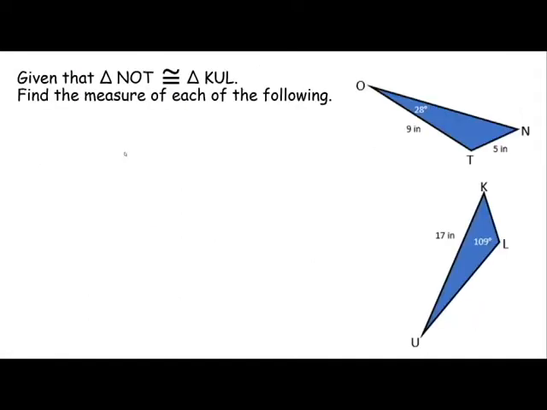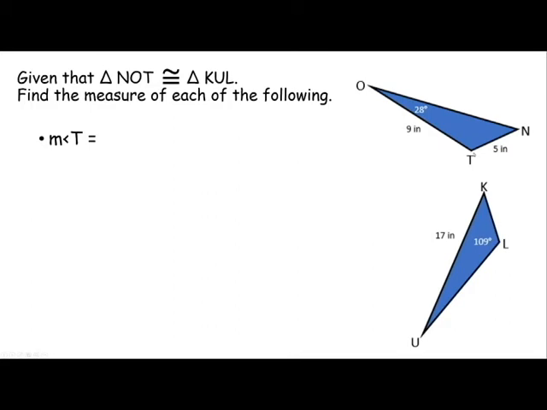So for example, let's say I gave you that triangle NOT was congruent to triangle KUL. Triangle NOT is congruent to triangle KUL. And I say find the measure of each of the following. And I ask you for the measure of angle T. Now, when you look at these, notice they're not arranged as nicely and neatly as the triangles on the previous slide. Instead, I have either spun this around or flipped it. I've done some things to make this look a little bit different than this.